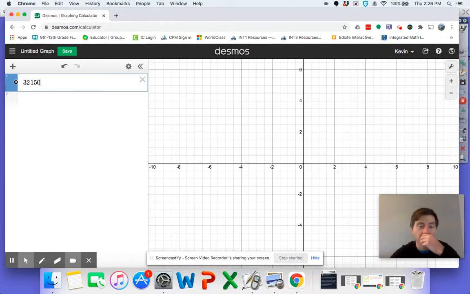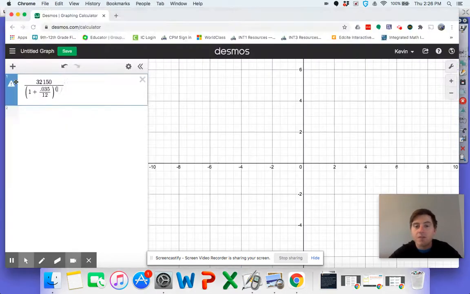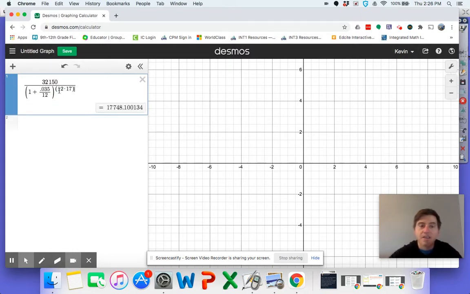You type in the 32,150, you hit the divide button, the backslash, and then we can open parentheses and say 1 plus, okay, it was 0.035, so that was the rate. We're going to divide that by n, which was 12. Then we hit the over arrow to get out, close the parentheses, shift 6, the caret to get into the exponent. And what was it here? 12 times 17. So 12 times 17, close parentheses, and there you go.